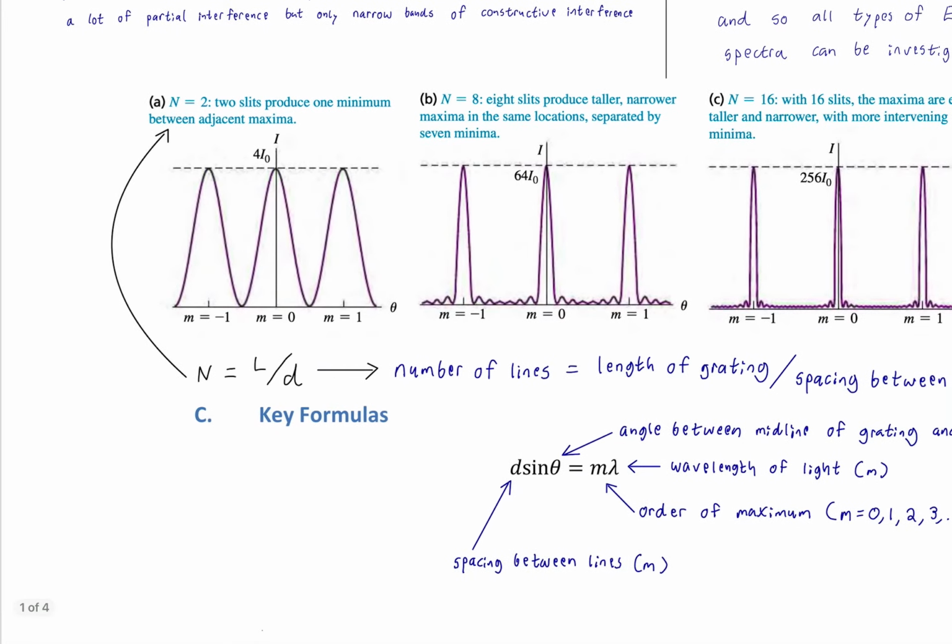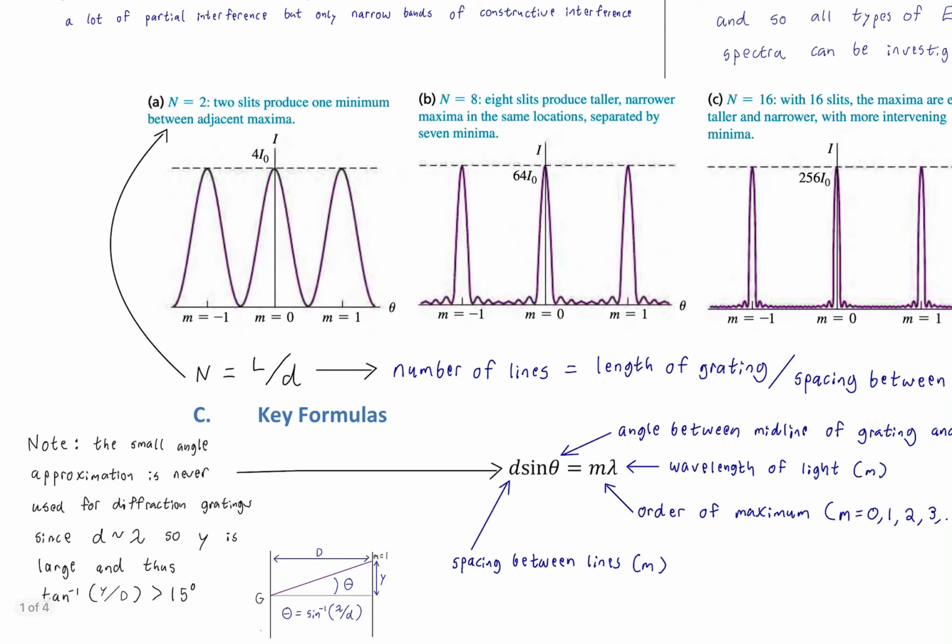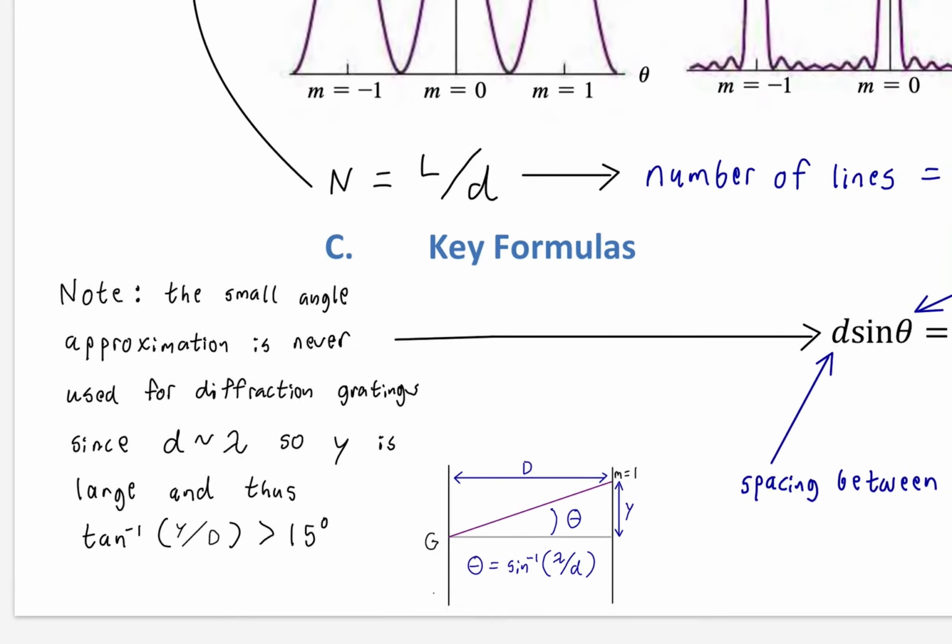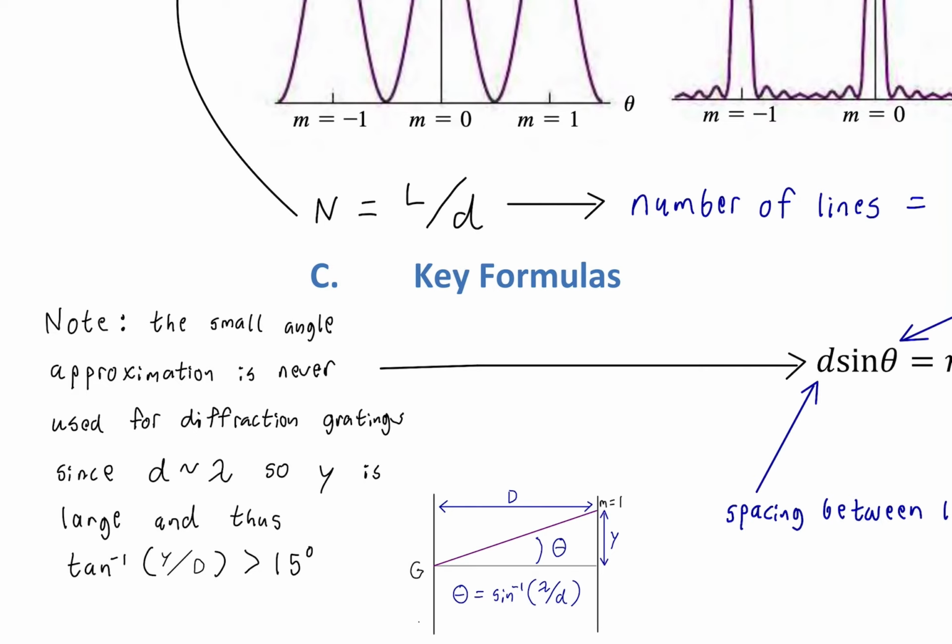So one thing to note about this formula is we can never use the small angle approximation. The small angle approximation is never used for diffraction gratings. That's something that really sets them apart from double slit interference. But there's a reason for it. It's not some arbitrary rule.